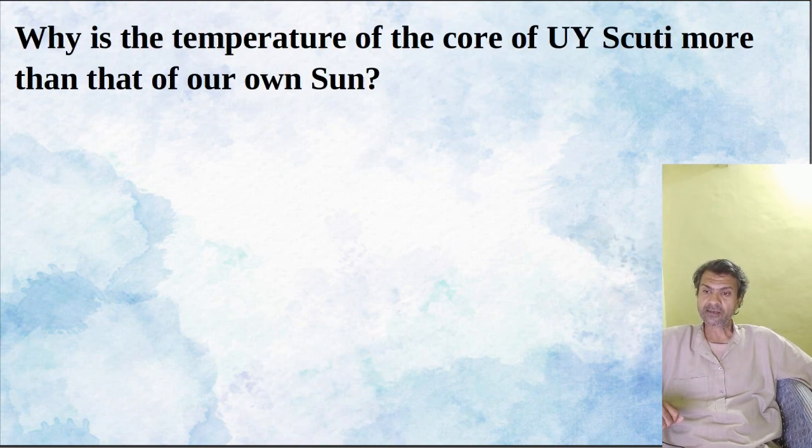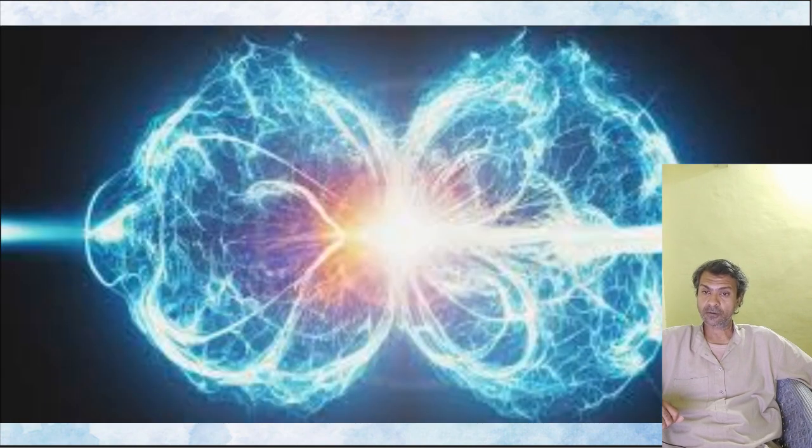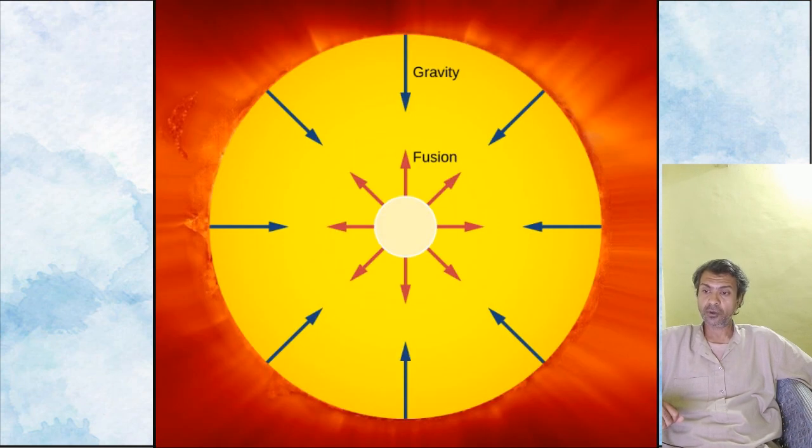So the question arises, why are these stars so hot? What makes them hot? And why is the temperature of the core of Ceti more than that of our own Sun? We all know that stars are the factories of fusion. Hydrogen gas is being fused to produce helium, and helium gas in turn is being fused to produce heavier elements. Fusion does release a lot of energy and thus causes high temperatures. So, are these stars hot because of the nuclear fusion going on in their core?